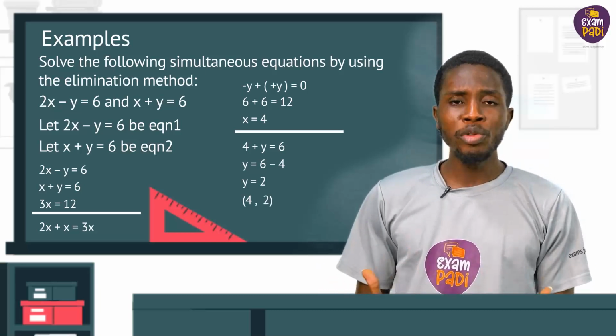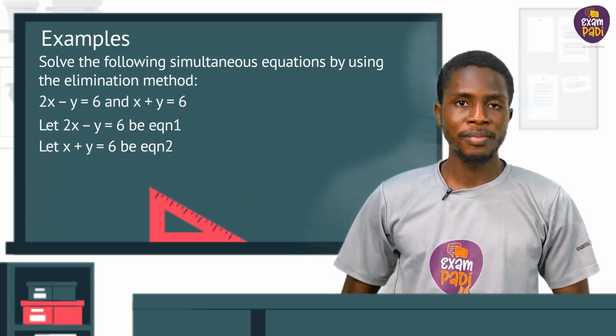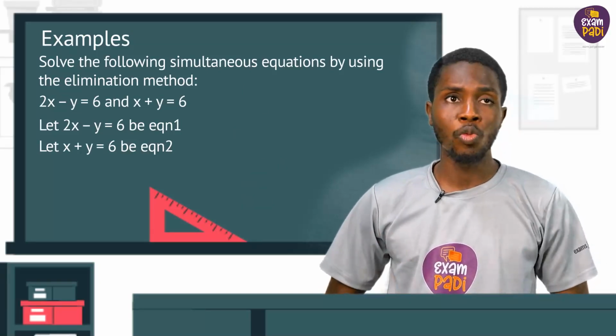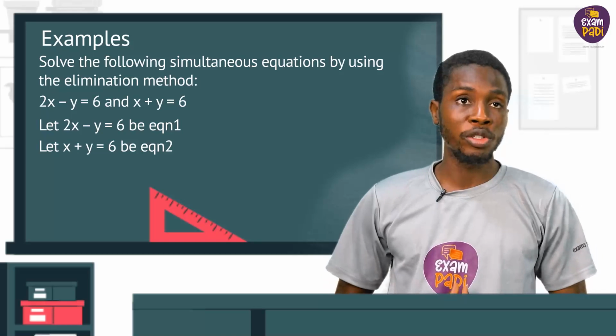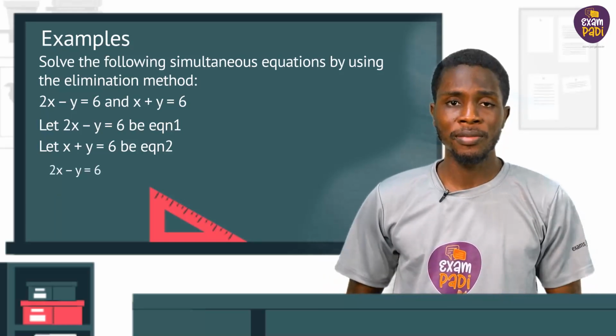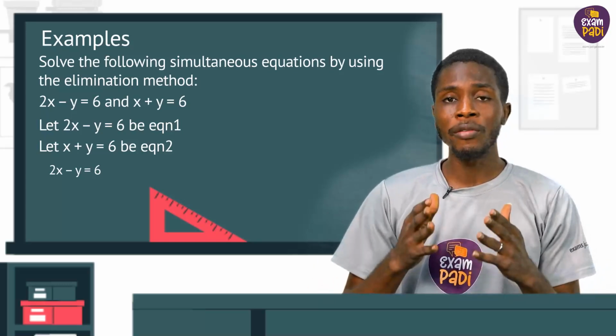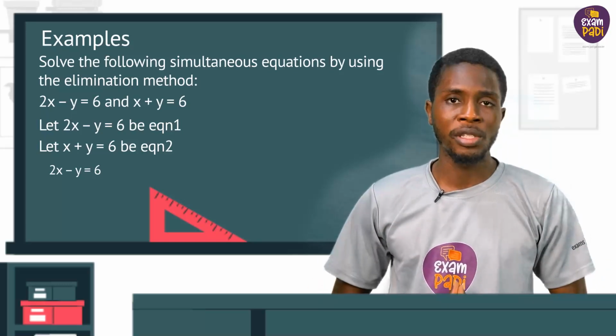Now check by putting both values into the equation you have not used. I will pick equation 1. You can pick any of the equations. 2x minus y equals 6. Wherever we find x and y, we replace them with 4 and 2 respectively.